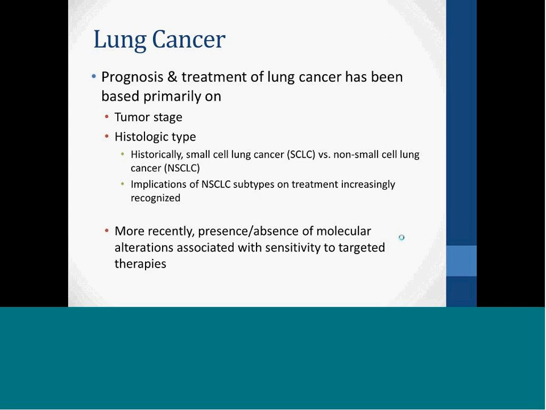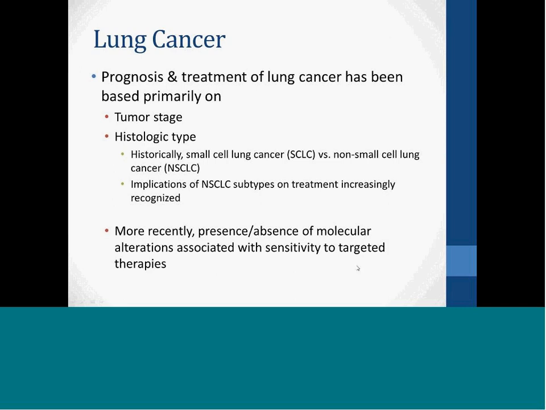Now, the prognosis and treatment of lung cancer really is based primarily on two elements, that being tumor stage and histologic type. I'll go into more detail on this later in the presentation, but historically, lung cancer has been divided based on two clinical conditions, namely small cell lung cancer and non-small cell lung cancer. Beyond this division, there really was not much in the way of anything of clinical relevance. However, especially over the past decade, the implications of different subtypes within the non-small cell lung cancer category are being increasingly recognized, and we'll talk about these later on.